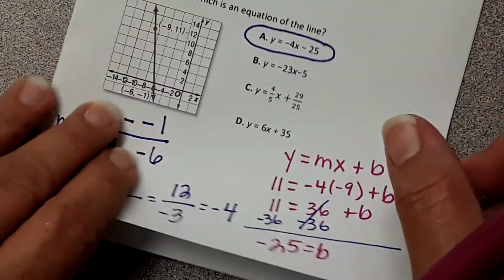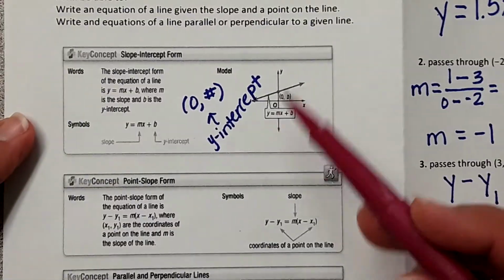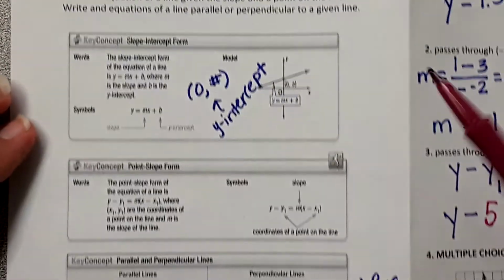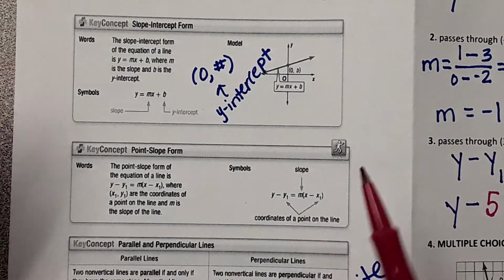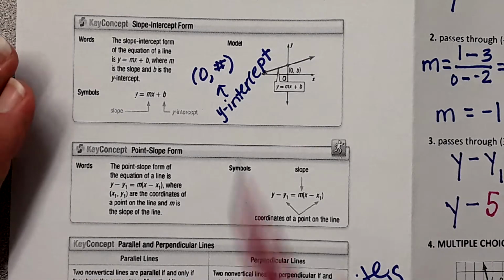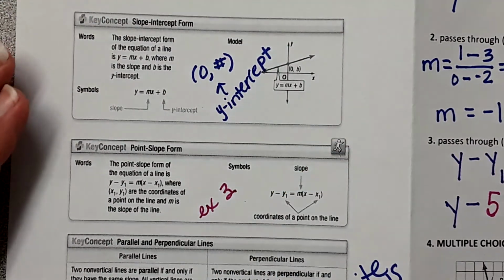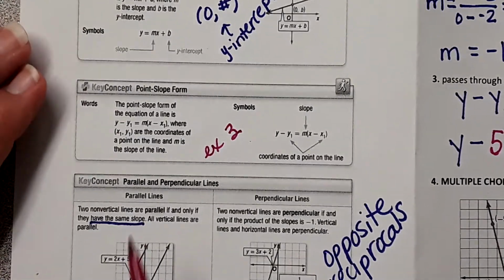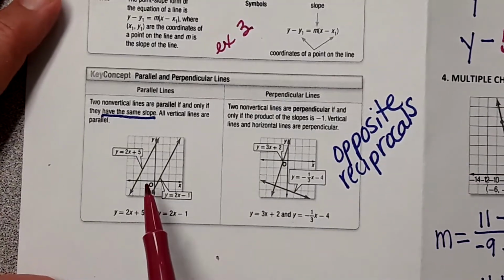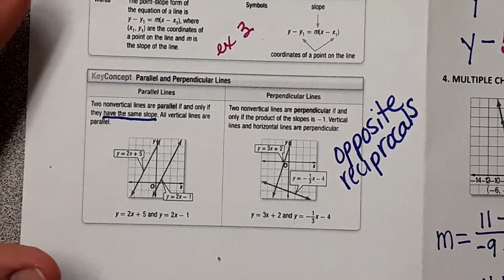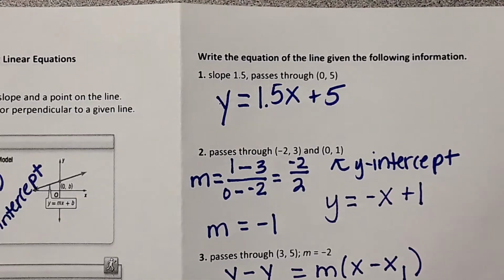Okay, so let's make sure that we all are good. So we have slope-intercept form. We need to learn to recognize our y-intercept. We have point-slope form where they give us a point and a slope. And this would be like example 3. We have parallel lines that have the same slope, perpendicular lines that have opposite reciprocals. That's going to be on the next video. Sorry, I know I'm all over the place.